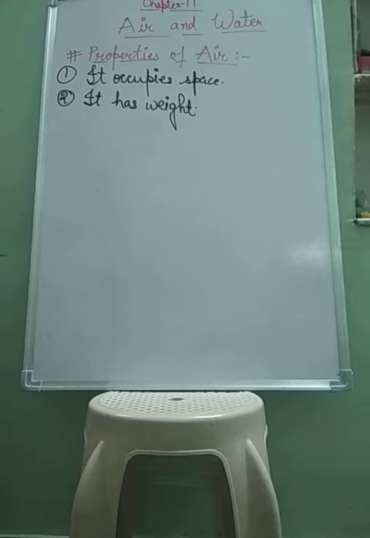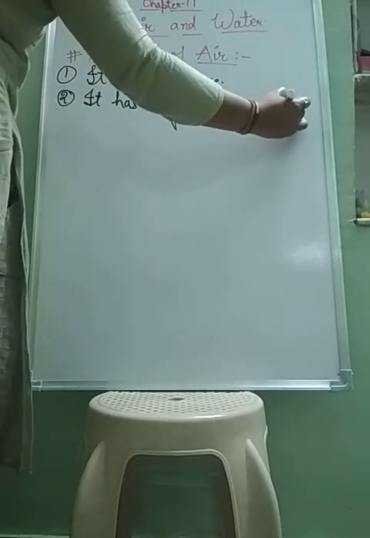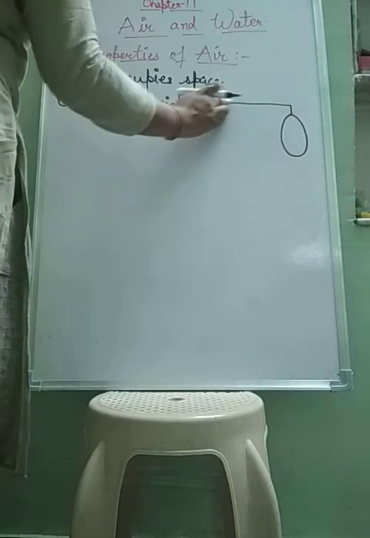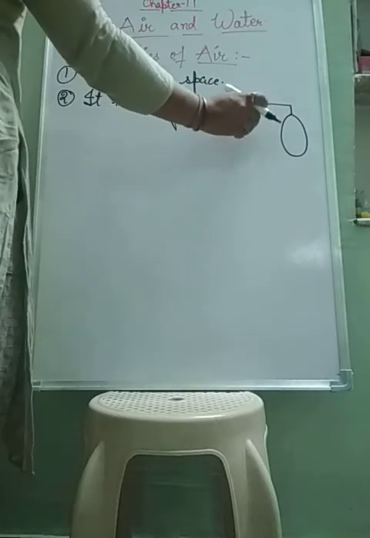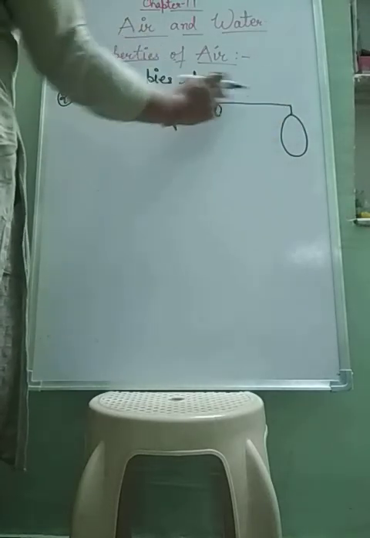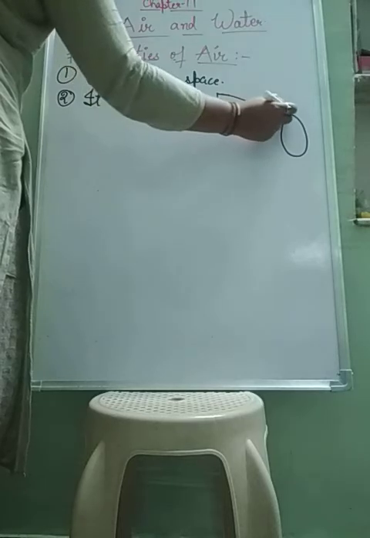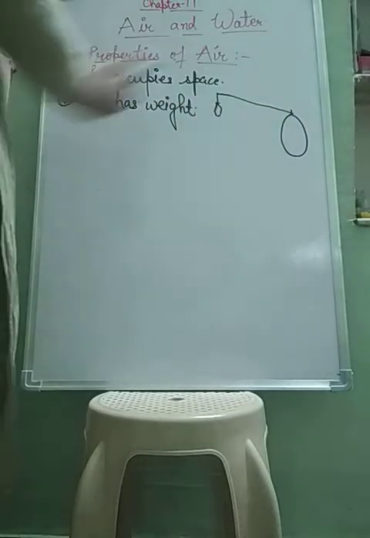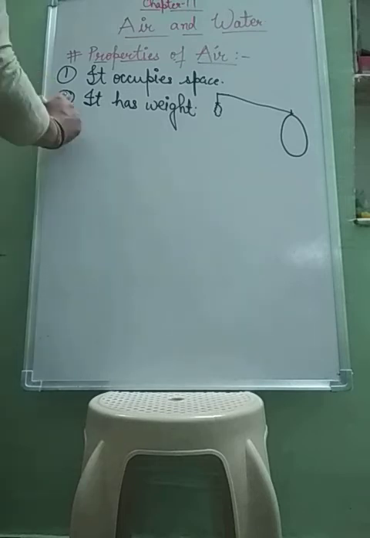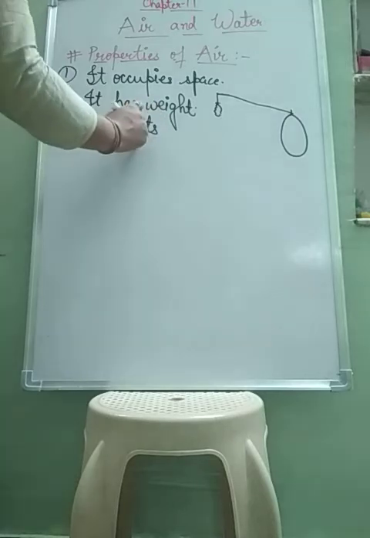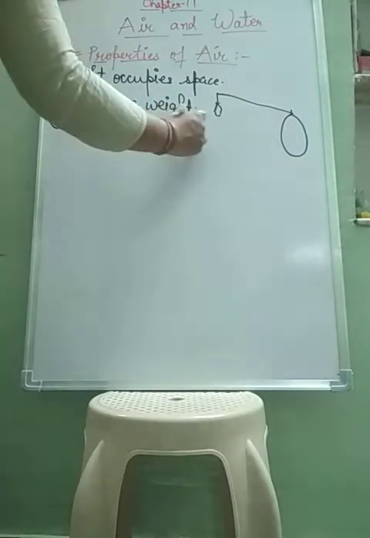You will observe that the balloon which has the air will be heavier, and it will tilt the scale like this. Suppose this is the scale, the deflated balloon will be here and the inflated balloon here. As this balloon has air, the scale balance will be like this. So this shows that air has weight. Fine. And the third one is that air exerts pressure, which means wherever air is present, it provides pressure.